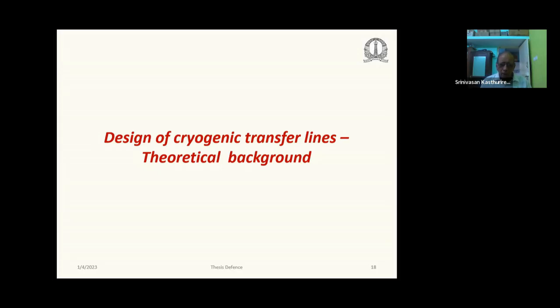Okay. There is a lot more theoretical work available in this area. But anyway, the one I have described is given in Randall Barron's book, so it may be useful to you. Now let's design the cryogenic transfer line. I'm going to discuss the theoretical background of how to design a transfer line.